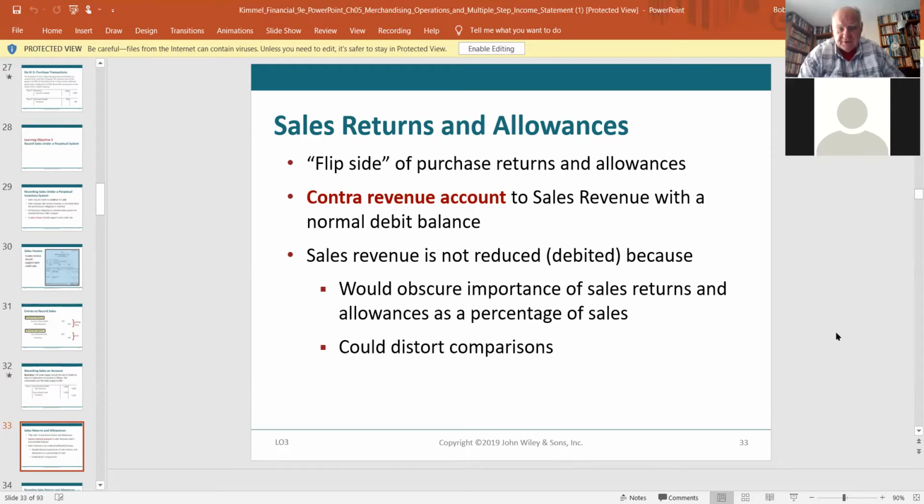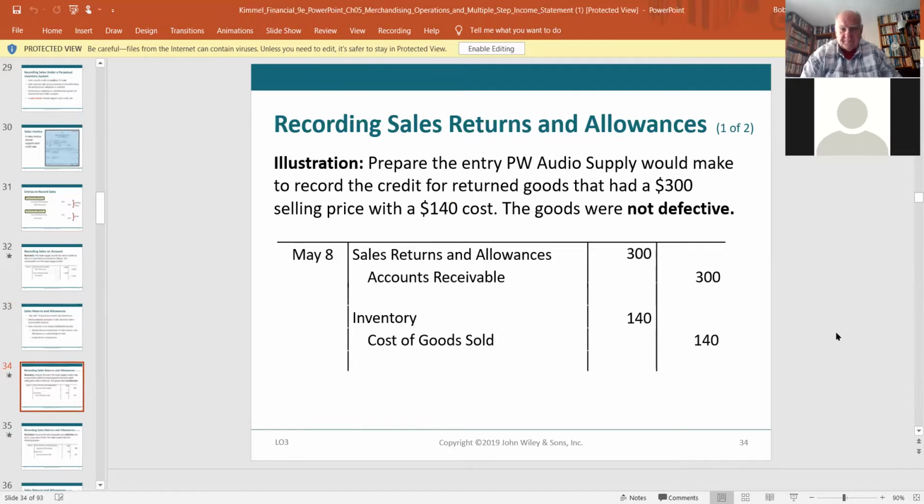Sales returns and allowances. Now, here is the way we handle a sales return. You never debit sales. You got to remember that. But we have to reduce sales. And the way we reduce sales is with a contra sales account called sales returns and allowances. That's a contra sales account in that it's a sales account, but it carries a debit balance. So what we're constantly doing is saying we have gross sales minus sales returns and allowances equal net sales. It's the net sales that we're always reducing.